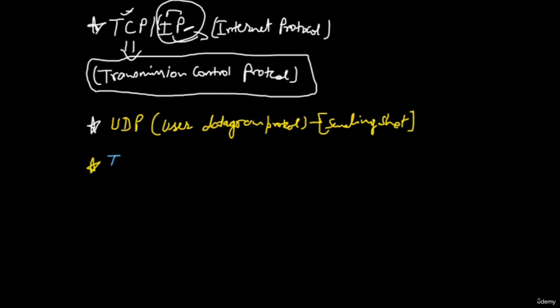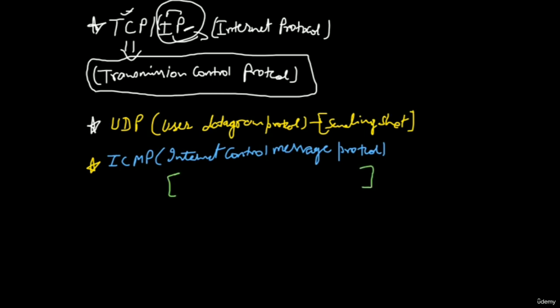Okay, let's see the next one. It's ICMP. What does ICMP actually mean? Well, Internet Control Message Protocol. And what does it actually do? It is the internet messaging protocol. It gives us the error generating purpose. So the main purpose is error reporting, and we can correct errors by using these kinds of protocols. So this is the ICMP protocol.